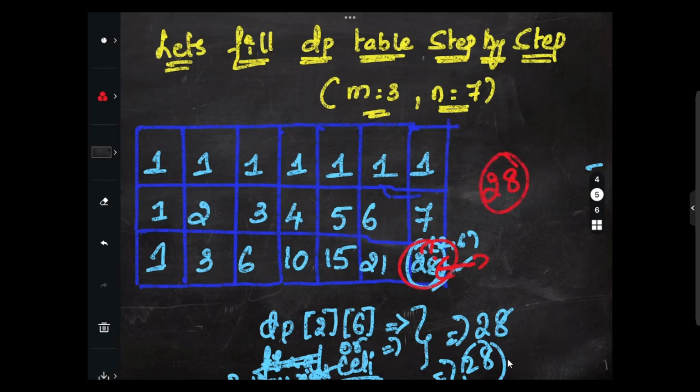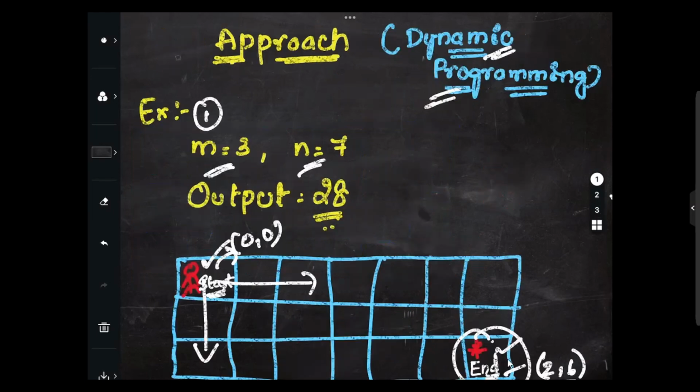The answer that we got here is 28, which matches the output that they have given, right? So the approach works absolutely correctly in this case. This is the approach that we will be going with, the 2D DP. So let's start writing the code now.